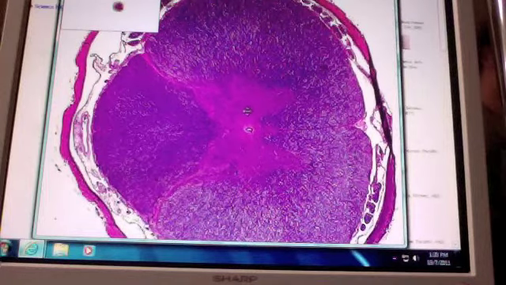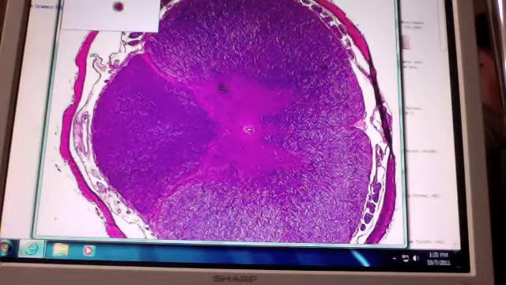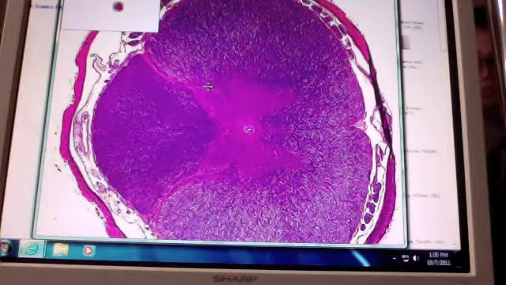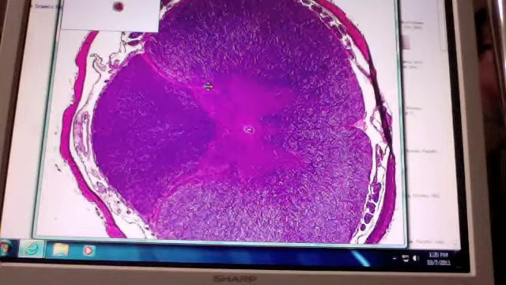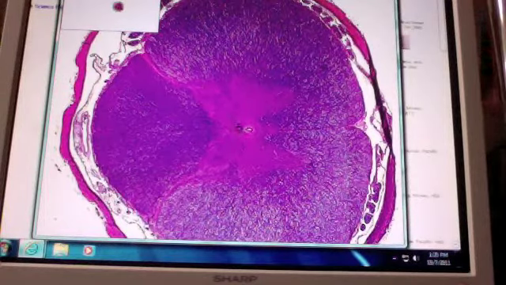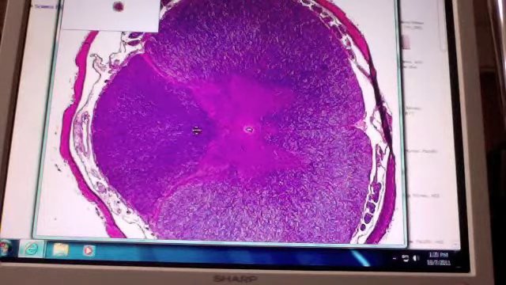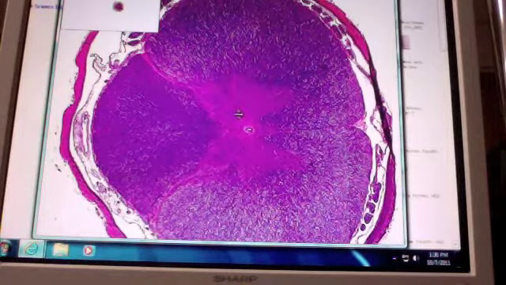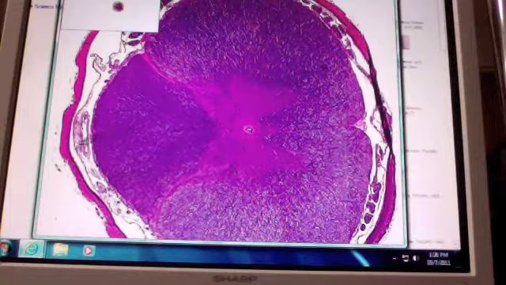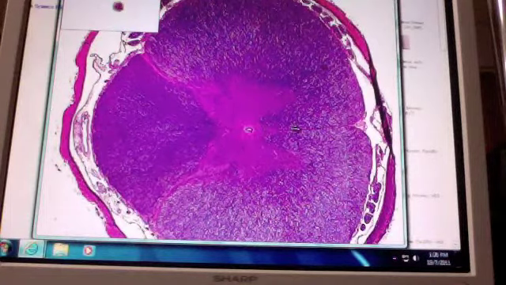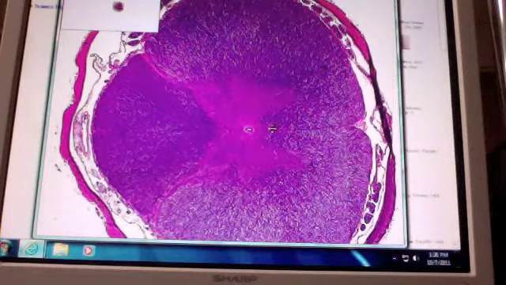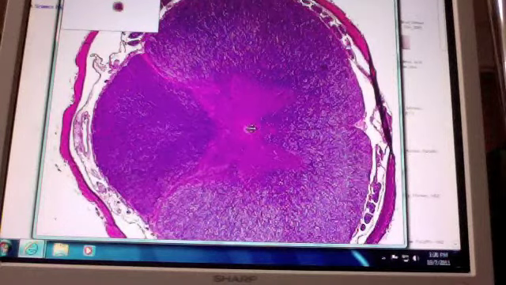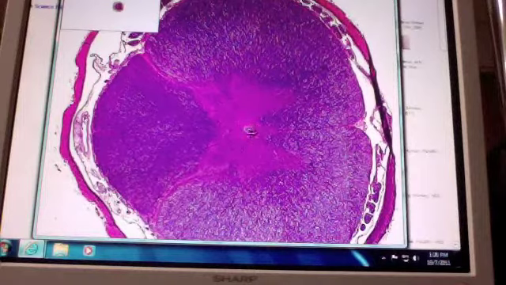And remember, we have anterior horns, the posterior horns, and the lateral horns are these little bumps that we see on the side here. Posterior median sulcus, anterior median fissure, and then the central canal lined by the ependymal cells. And remember, these are little cuboidal cells that we see.